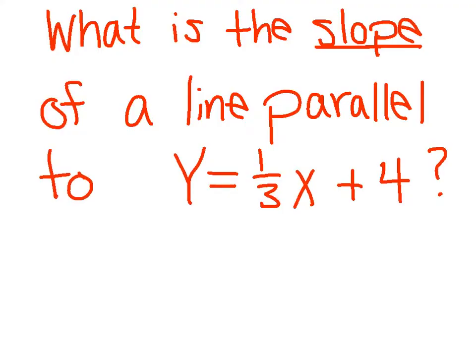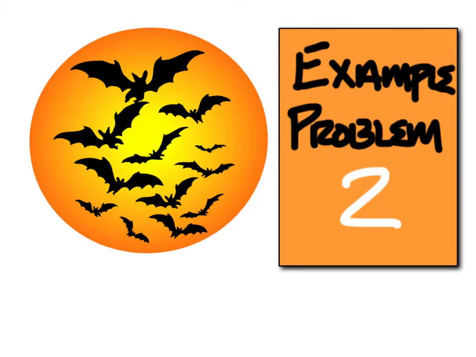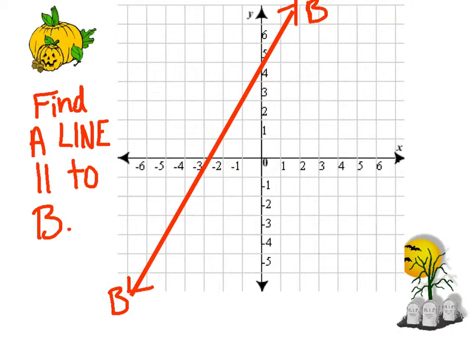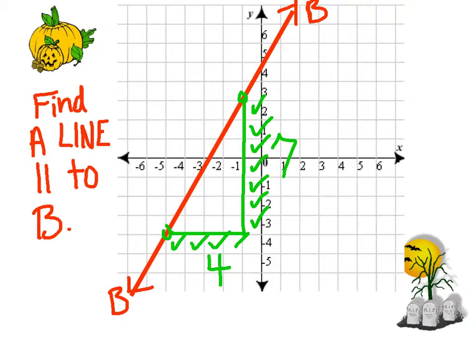What is the slope of a line parallel to y equals 1/3 x plus 4? Alright, for example 2, we want to find a line parallel to B. So B is our line right here. What we want to do is make the triangle like you guys did yesterday. We just pick 2 points on the line. Then we want to count our y value, our rise. So that's 1, 2, 3, 4, 5, 6, 7. On the run, we have 1, 2, 3, and 4. And this line is going in this direction.